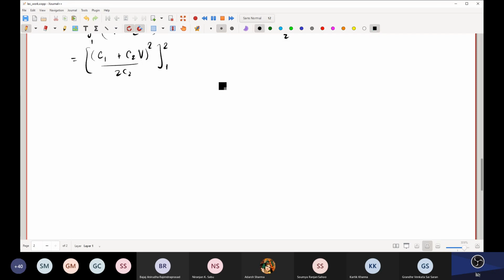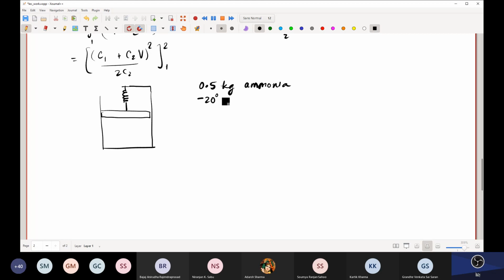Yeah. So let's say that a piston cylinder arrangement with a spring on top. It contains half a kg of ammonia at minus 20 degrees Celsius with a quality of 25%.